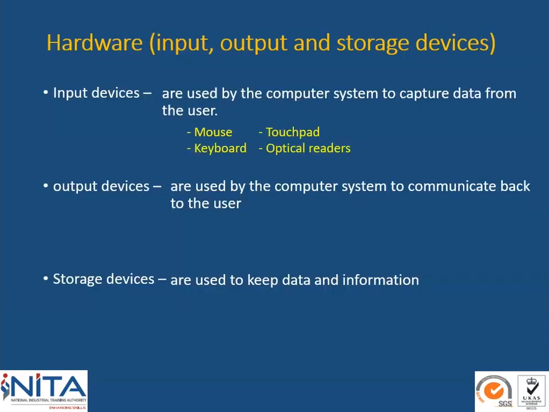Mouse and keyboard are used to get data from the user. They are examples of input devices. Other examples include touchpad and optical readers. The monitor or screen is used to communicate back to the user. It is an example of an output device. Other examples include speakers and plotters. Examples of storage devices are flash disks and compact disks.